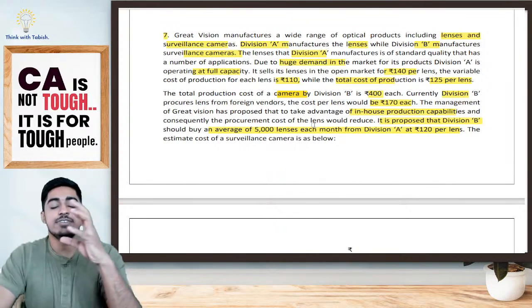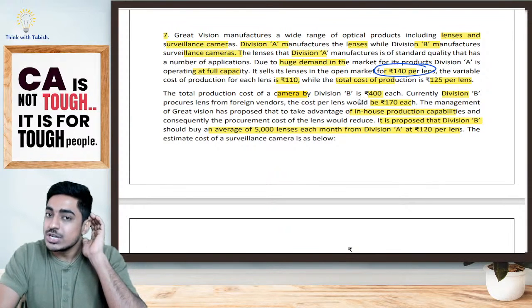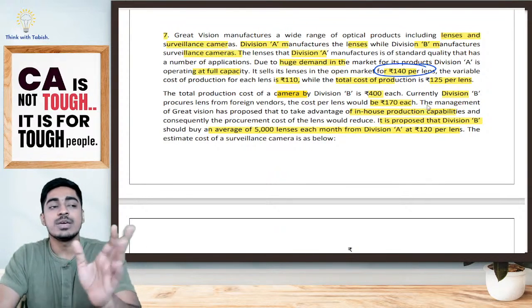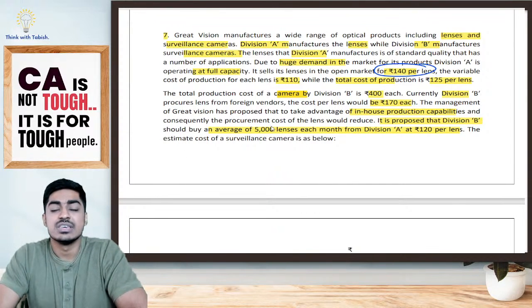Look at this. Division A, the transferor, is operating at full capacity. It is selling at 140 rupees. Now we are telling it to transfer to Division B at 120 rupees. Will it be happy? No, it will not be happy. It will say, I'll sell it outside, I'll get 140 rupees. Why should I transfer at 120 rupees? That is one thing.